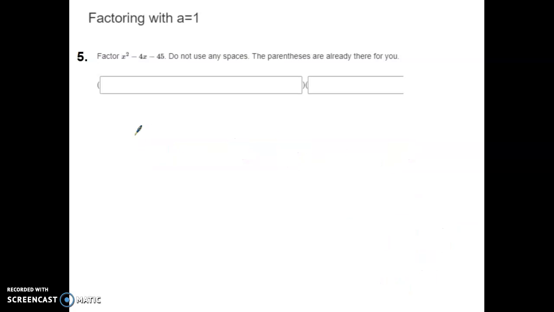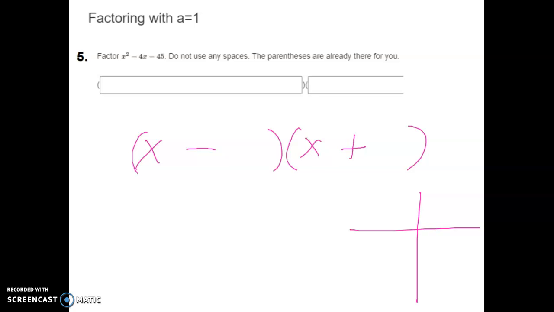Number 5. So I go ahead, now I've got something a little different here. So I put my x's, and then I realize I need a negative and also a positive, and they're interchangeable. I just decided to put the negative first. But I need two numbers when I multiply that I get a negative 45. But when I add, I get a negative 4. So when I think 45, I think 9 times 5. Okay? And those numbers are 4 apart. But which one do I have to make negative and which one do I have to make positive? I have to make the 9 negative and the 5 positive because negative 9 plus 5 will give me the negative 4 in the middle term.